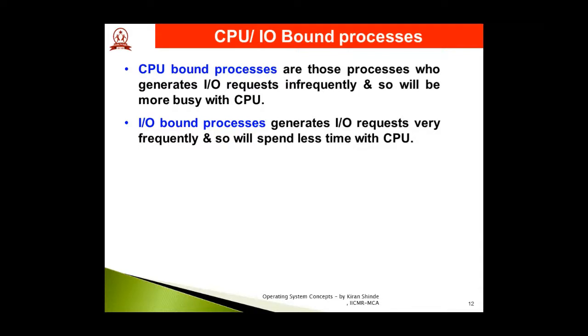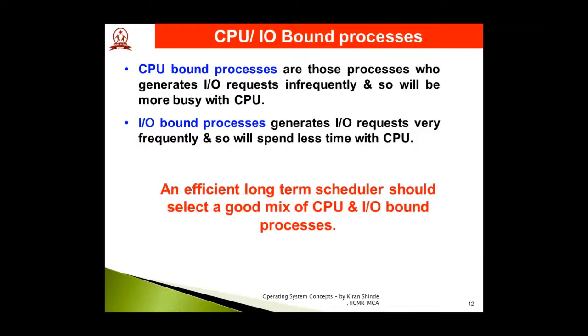Means the processes which are not requiring the CPU time as much as the CPU bound processes are concerned are called IO bound processes. Very soon I will give you examples also. An efficient long-term scheduler should select a good mix of CPU and IO bound processes.